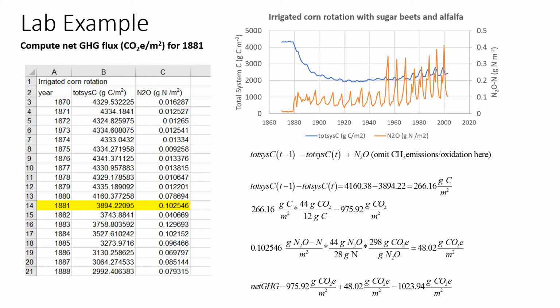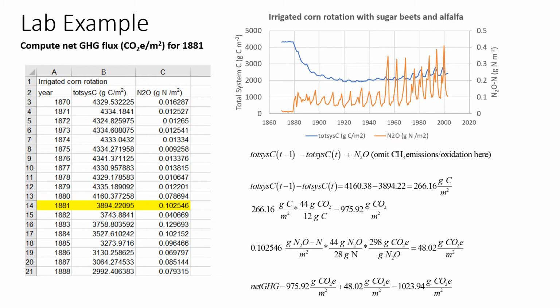So just look at 1 year. Let's look at 1881 because that's the year plow-out occurred. And we want to compute the greenhouse gas budget for that year. So total system carbon at T-1, that would be, if T is 1981, then T-1 is 1980, or I mean 1880, excuse me. So we want the total system carbon from 1880 minus the total system carbon from 1881 plus N2O emissions, all converted to CO2 equivalents to get our net greenhouse gas emissions.